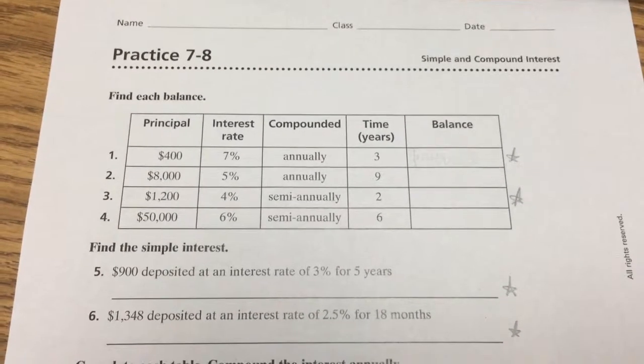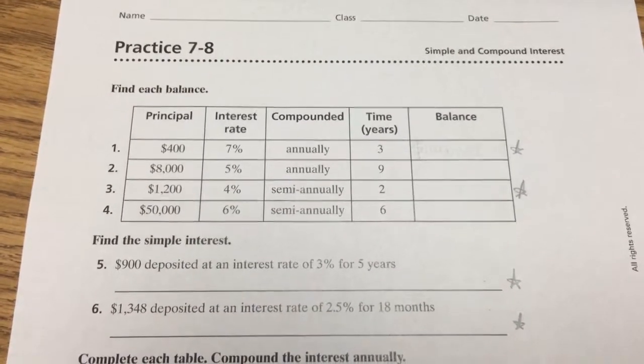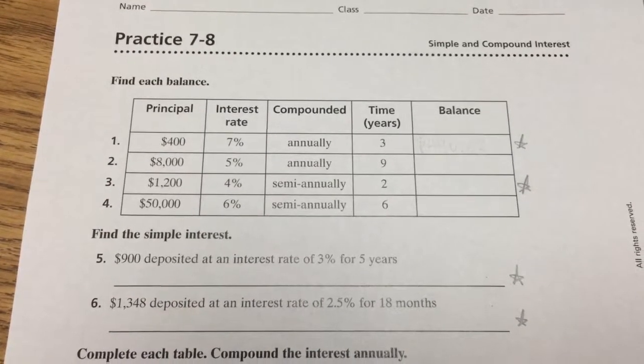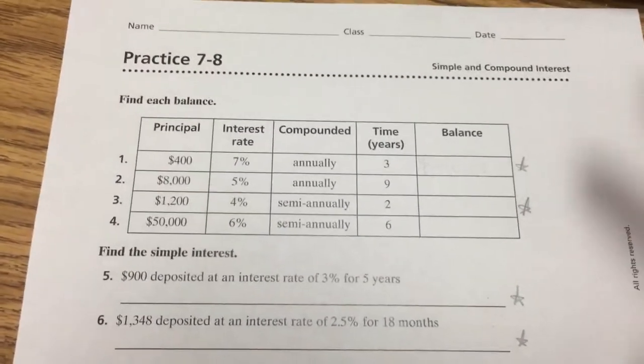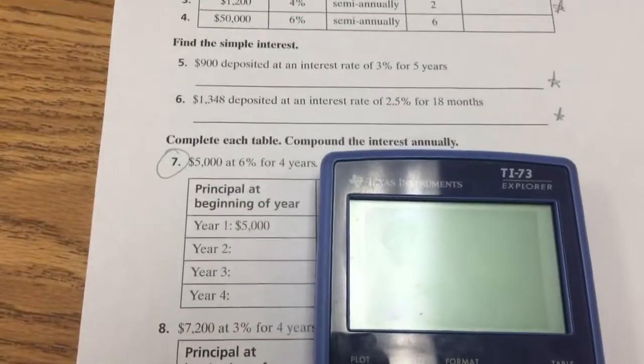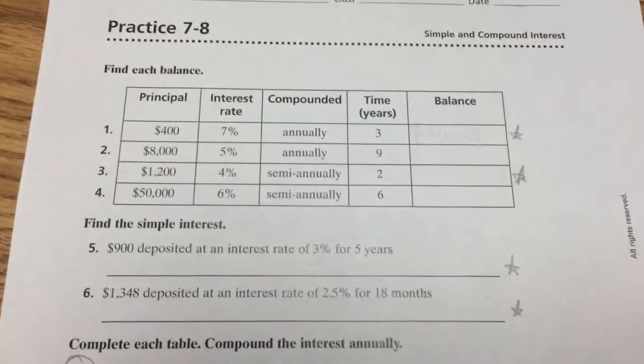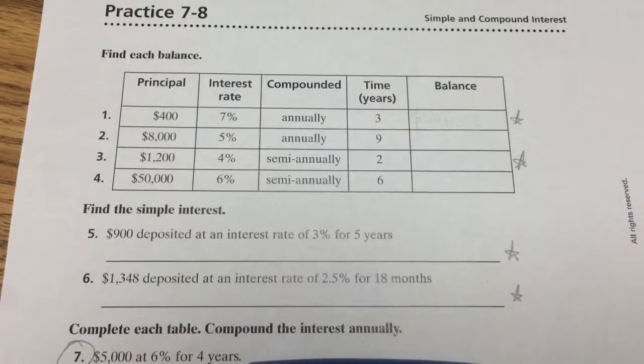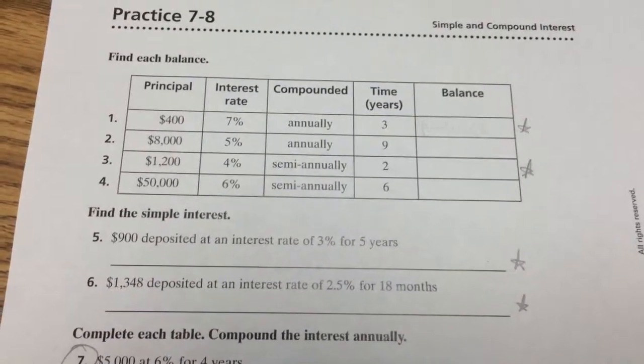Telzero. I'm going to be solving a few problems from practice 7.8. I want to make sure you guys know how to do this. I'm going to solve the starred problems, which are going to be 1, 3, 5, 6, and then I'm going to do number 7 down here after that. You should be able to fill in the other ones on your own. So let's just jump right into number 1.